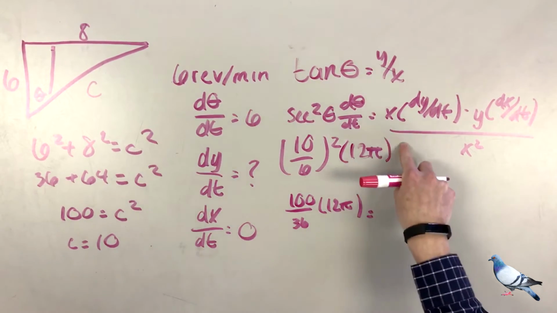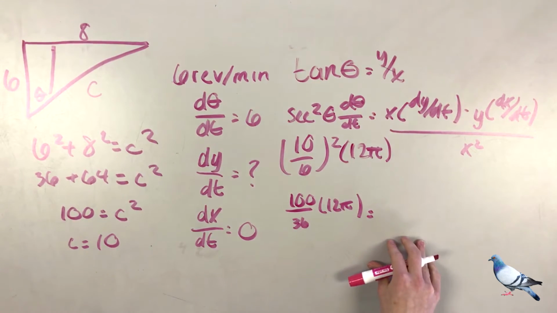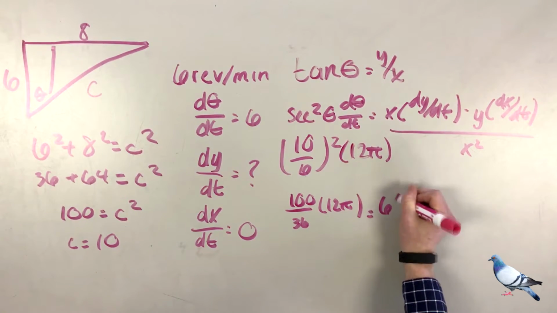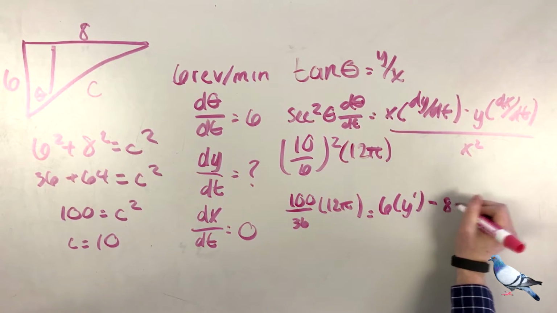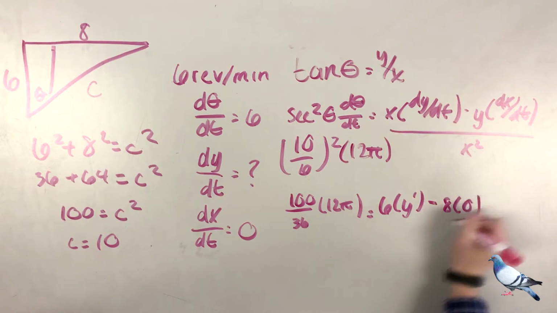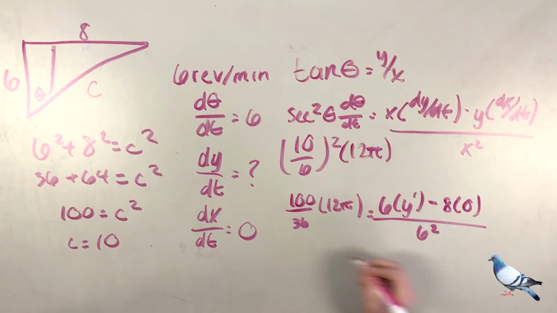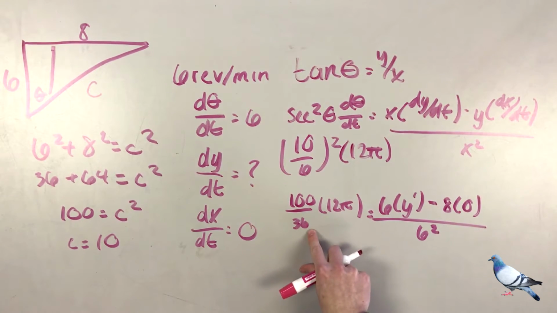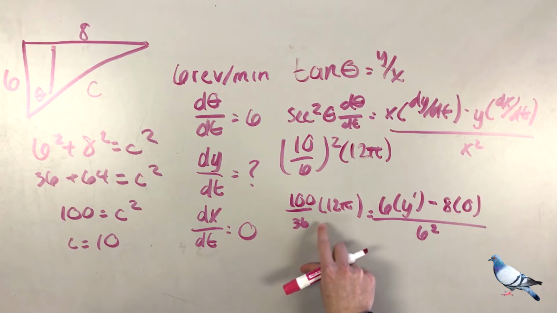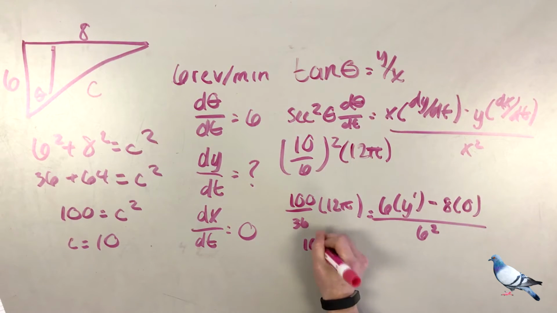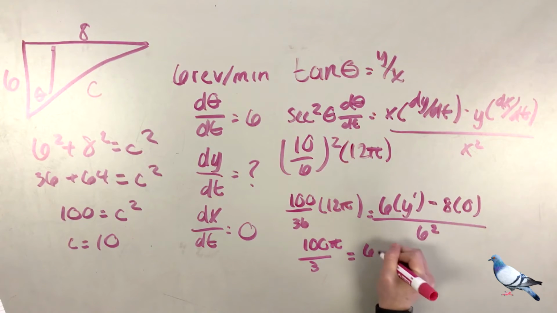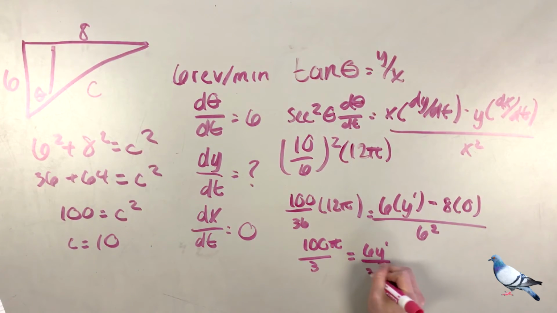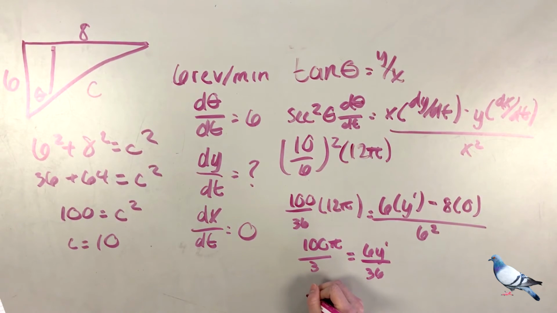And all of this is equal to, we'll plug in our numbers here. So we got x is equal to 6. We need to find dy dt, minus 8, and dx dt is equal to 0, all over 6 squared. So we do a little bit more. We got 12 and 36. That'll reduce down to 3 because 36 divided by 12 is 3. So we got 100 over 3 pi is equal to 6 y prime over 36. Keep it, change it, flip it, and everything will reduce down to 200 pi.